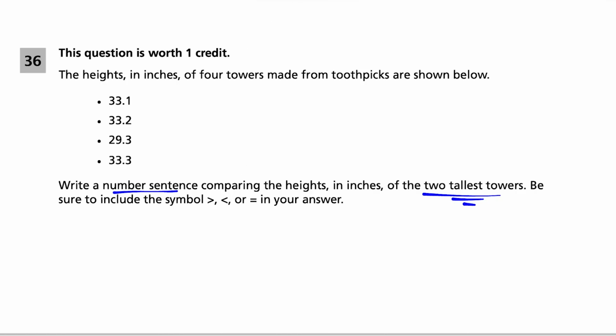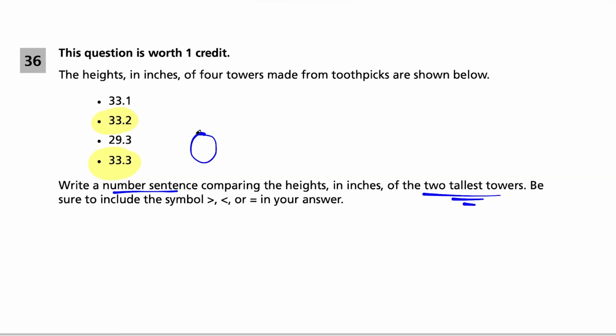So the first thing we have to identify here are the two biggest numbers, or the two greatest numbers in the list, because this is modeling the heights of 4 towers made of toothpicks. Okay, so for the biggest numbers in the list, first I look before the decimal, and notice we have 33, 33, 29, 33. So 29 is out. So now we look at the 33s, and now we look after the decimal, at the tenths place. So we want the biggest numbers in the tenths place. So the two biggest numbers in the list are going to be these two numbers here.